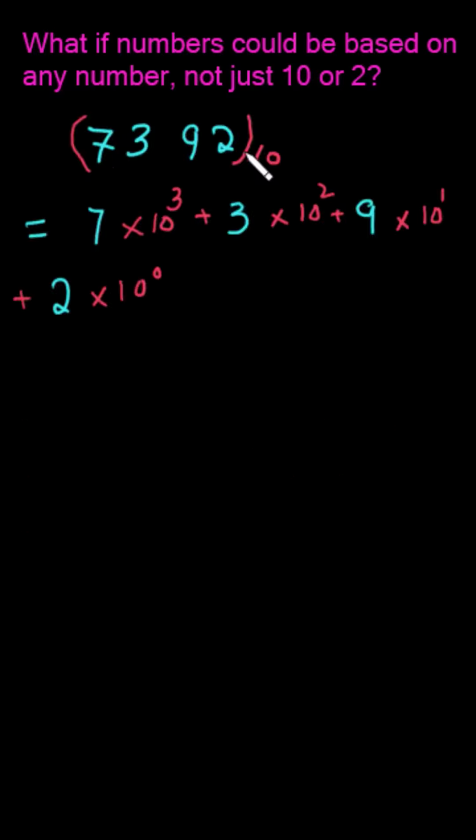Alright, so let's consider another number. Now this is a decimal number, 7392. So 7 is going to multiply with 10, 3 is going to multiply with 10, 9 is going to multiply with 10, and 2 is going to multiply with 10. And as we don't have a decimal point, we start assigning power to the base 10 that is connecting to this 2: 0, then 1, 2, 3.